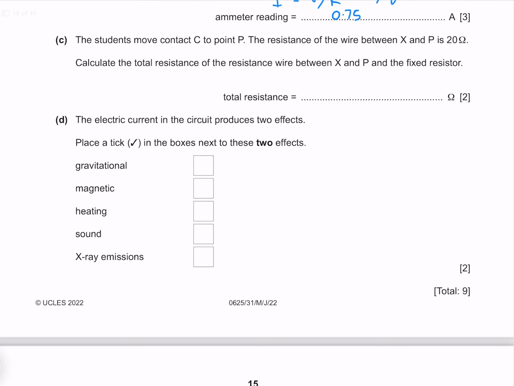The students move contact C to point P. The resistance of the wire between X and P is 20 ohms. Calculate the total resistance of the resistance wire between XP and the fixed resistor. These resistances are in series, and so our total resistance is going to be the sum of our resistances, which is 20 plus 8, giving us 28.